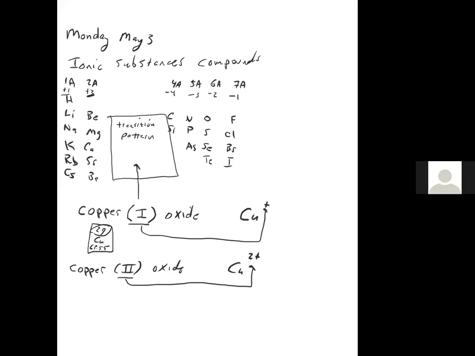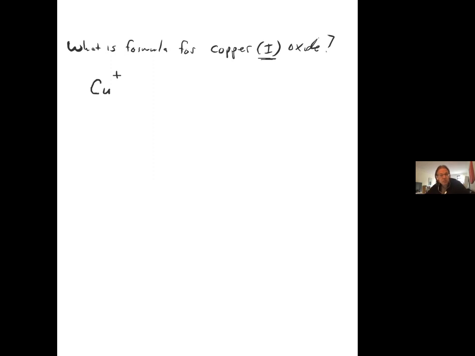So let me show you an example here. Let's try a new one. Suppose I said, hey, what is the formula for copper 1 oxide? What you would do is you grab your periodic table. You're not going to do this without the periodic table. Look up copper. You say, oh, copper is Cu. And then you look at the Roman numeral that's next to it. That's a 1. So that right there tells you the charge is +1.